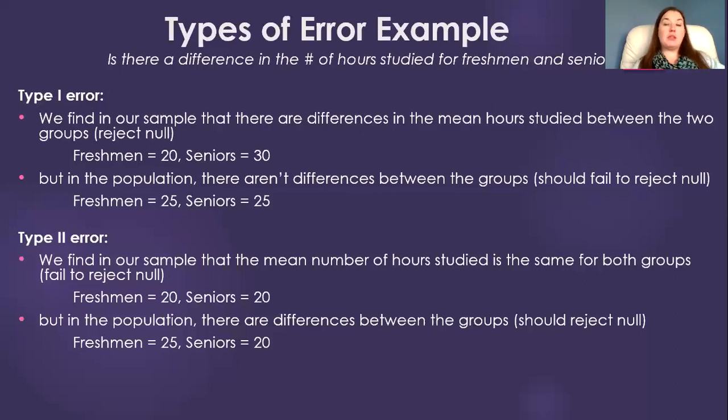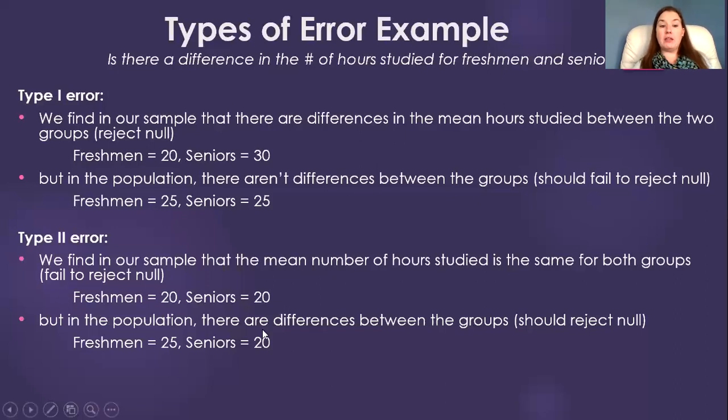In contrast, we can make the mistake in the opposite way and say that there aren't differences between groups based off of our sample, but really in the population, there are differences. So let's say we sample in another study and find that the mean hours per week studied for freshmen is 20, and the mean for seniors is exactly identical at 20 as well. This would probably give us a p-value of like 0.4, right? And with a p-value of 0.4, this is greater than 0.05, so we fail to reject the null and conclude that there are no differences between groups.